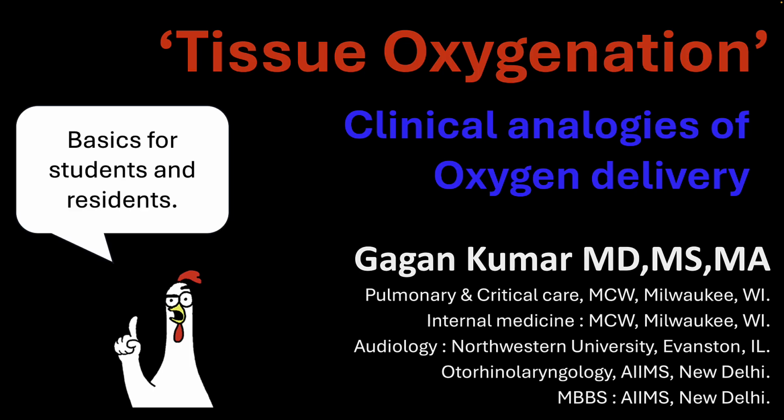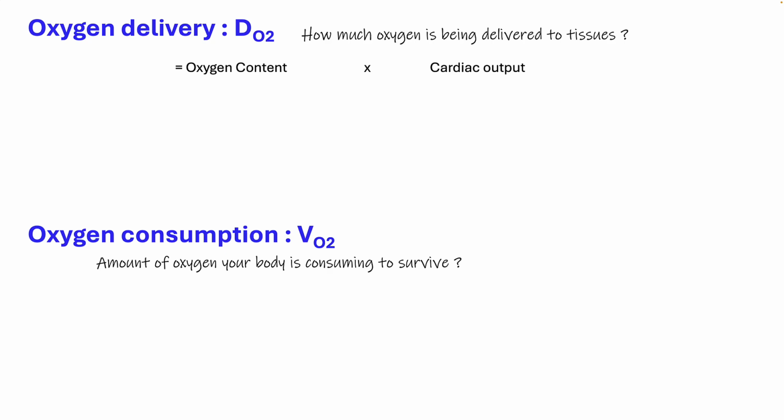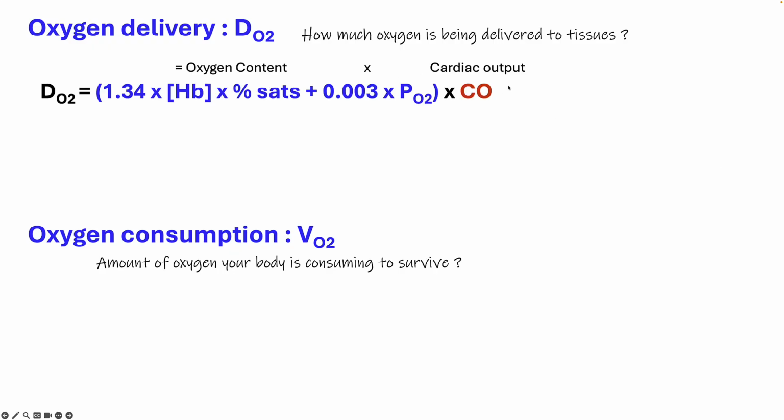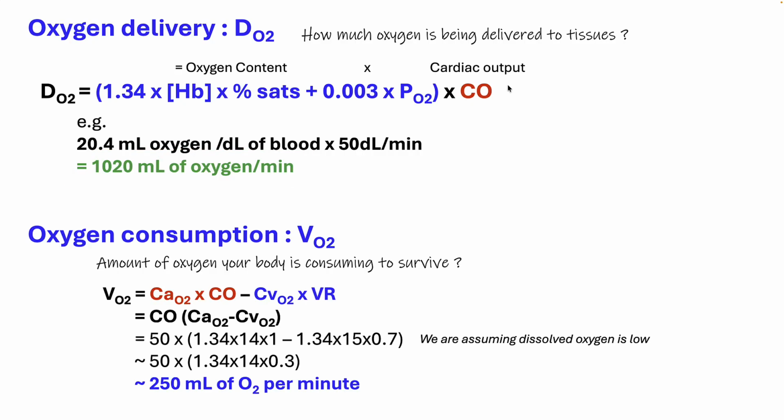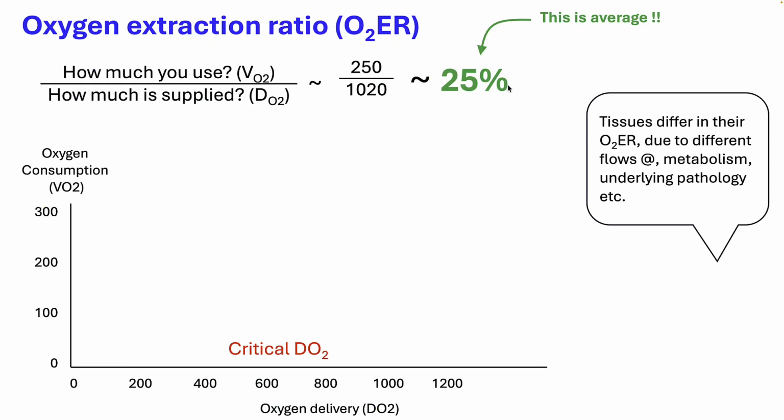So let's get started. In the previous lecture, we discussed the understanding of oxygen delivery and oxygen consumption. Oxygen delivery, that is DO₂, was equal to your oxygen content multiplied by the cardiac output, and this we calculated to be around a liter of oxygen per minute that is delivered to your tissues. Oxygen consumption, on the other hand, was VO₂, and we calculated it by subtracting the oxygen content of the venous blood from the oxygen that was supplied, and we calculated it to be around 250 ml of oxygen per minute.